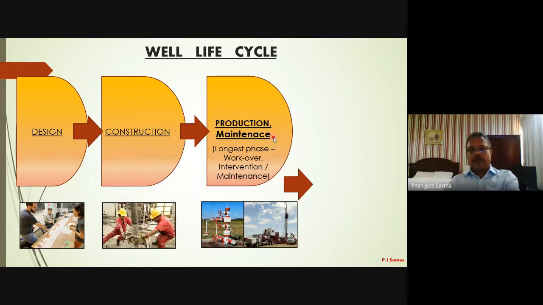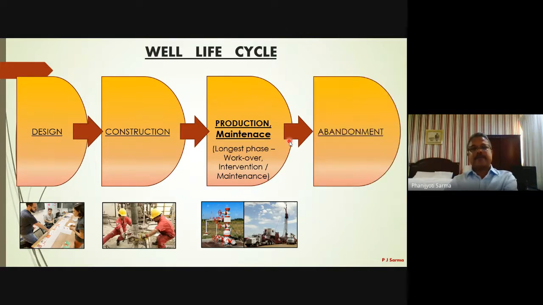And then when the production phase is over, that means the well is no longer capable of producing, then the final phase of the well is abandonment. So we need to abandon the well in a proper manner and restore the surface and the ground. So these are the four phases of the well life cycle, and the well intervention will be happening during the production phase.